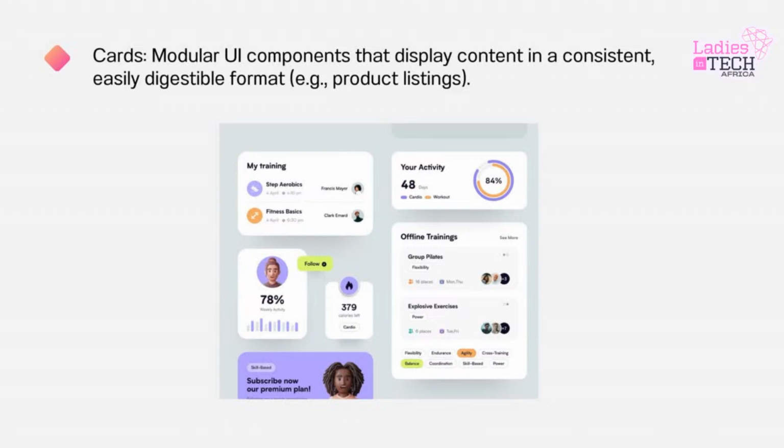You can see my training on the top left. My training is close to step aerobics, fitness basics. It's far from this thing, 48, that is on the right. So in my mind, I've already grouped everything inside that card as one. And then I can easily group everything in your activity as one, because I've seen the arrangement on the first one. So with the consistency in the way the header is set, like my training, offline trainings, your activity, all of them are consistent.